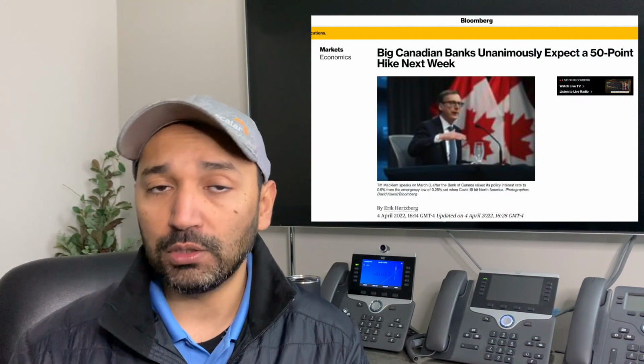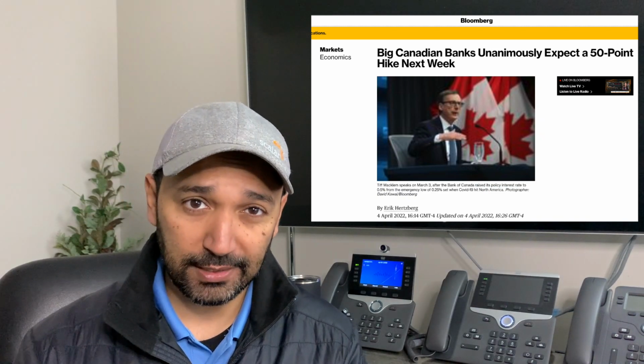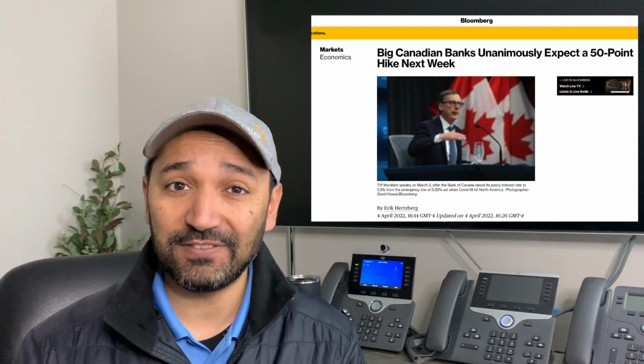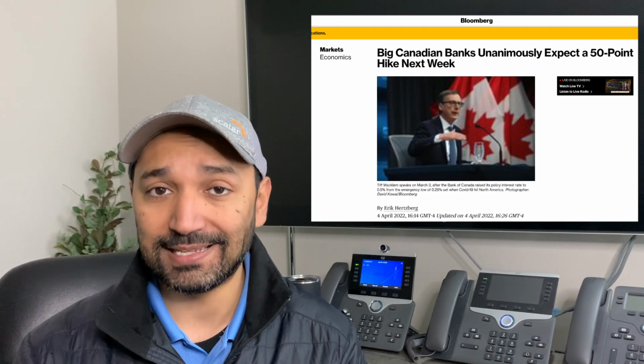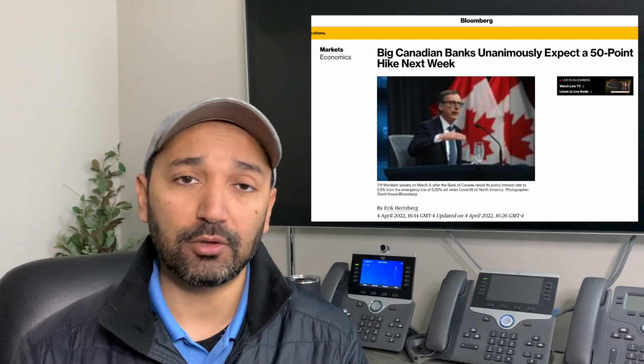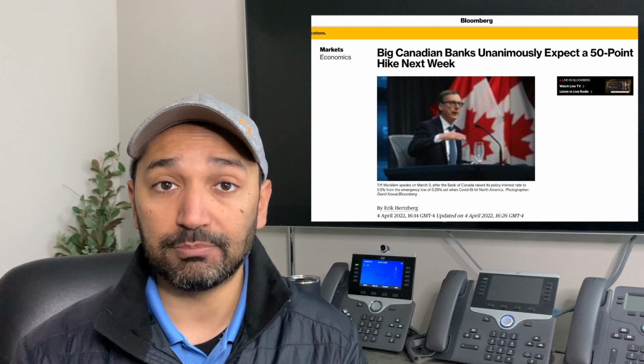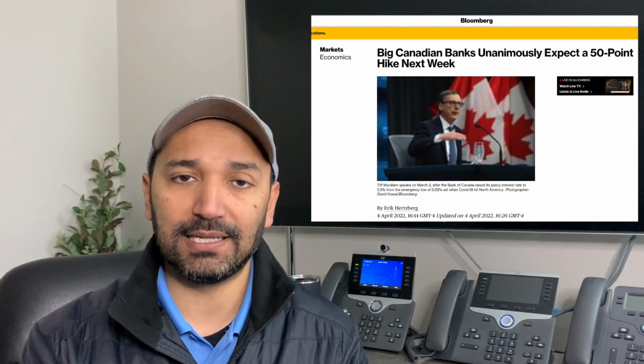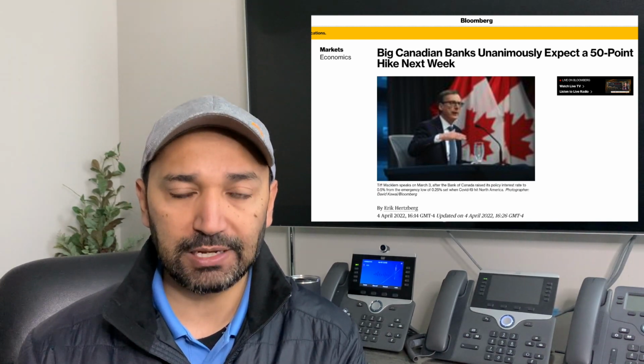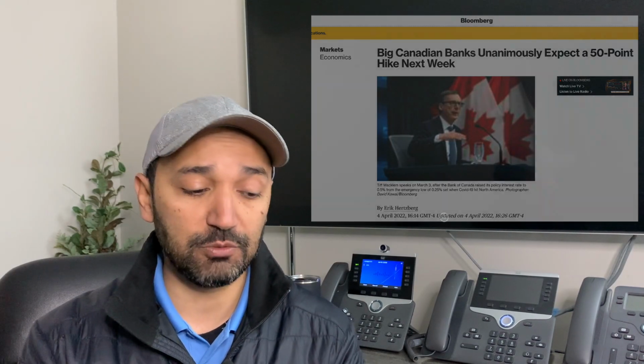In Canada, we have all the major banks pushing the Bank of Canada to raise the interest rate by 50 basis points in one go, which means on April 13th, the Bank of Canada will update us on their monetary policy, and it is expected that they will increase the overnight rate by 0.5%, which means the overnight rate right now is 0.50. It will jump up to 1%.